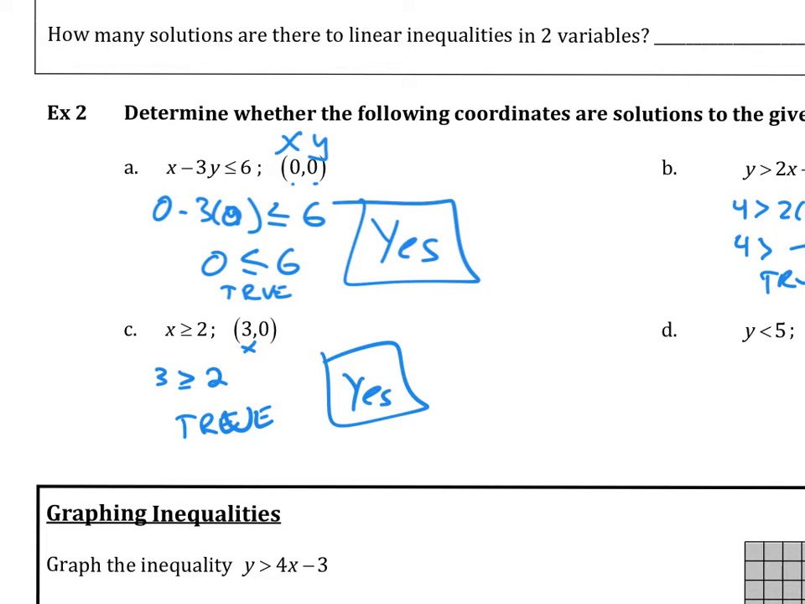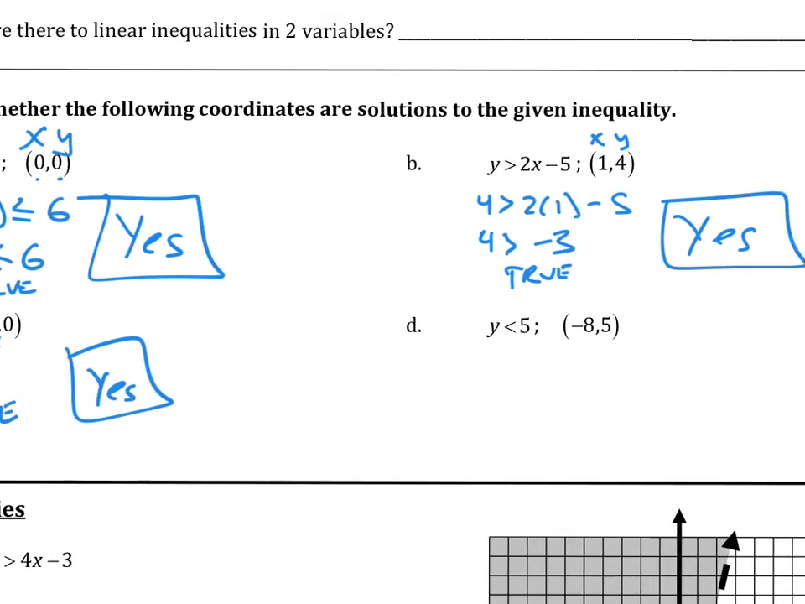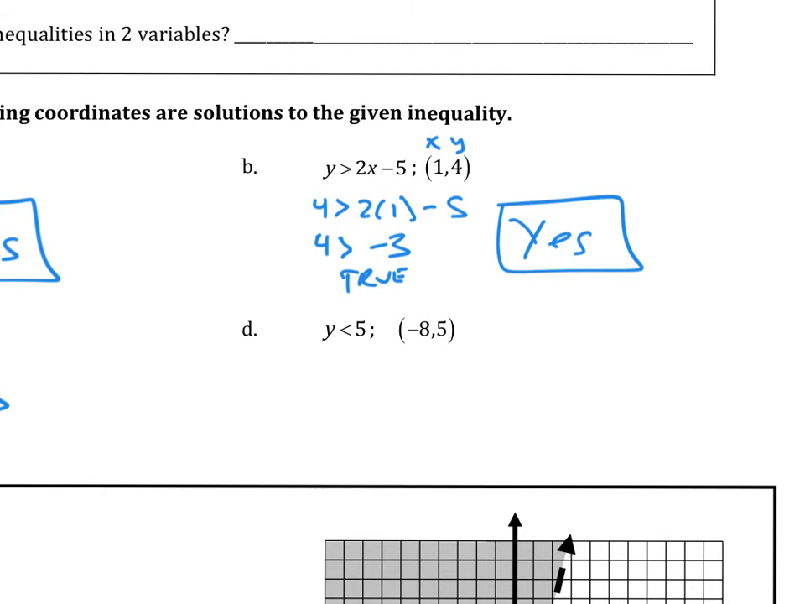Let's finally go to part D here. And when we look at part D, this one only involves y, so it says y is less than 5, so I'm going to plug in the y value, and we'll get 5 is less than 5. That one's actually not true. 5 is not less than 5, so that's false, which means this is not a solution. All right, so let's turn the page to page 200 and do a couple examples.